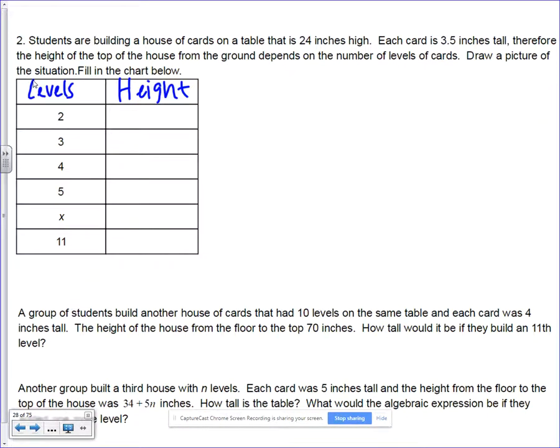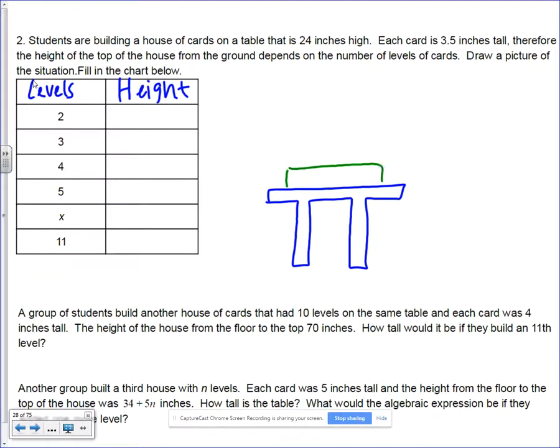Okay, so I don't know about you, but sometimes a picture helps me. And I am the first to tell you that I am not an artist. So don't make fun of my drawings. Thanks. No, it's a house of cards. Just look like stacks of money.